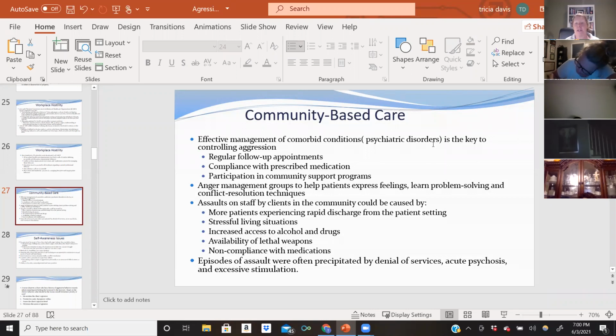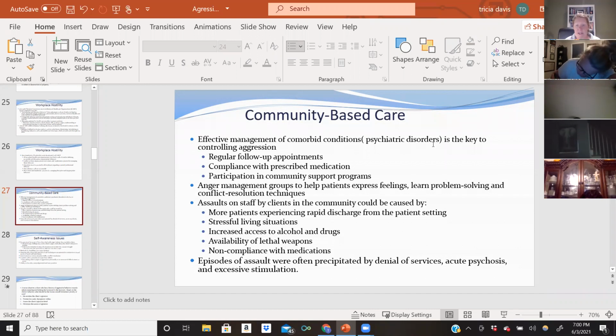There are anger management groups that can help patients learn how to effectively express their feelings in a safe way. They can help them develop problem-solving skills, and teach them how to handle conflict resolution.